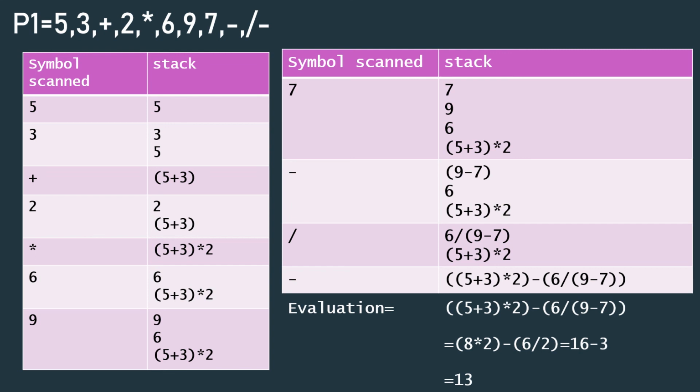Now we can calculate the infix expression. Now start with the innermost brackets, that is 5 plus 3 is 8 and 9 minus 7 is 2. So 8 into 2 minus 6 division 2. So 8 into 2 is 16 and 6 divided by 2 is 3. Then 16 minus 3 is equal to 13.